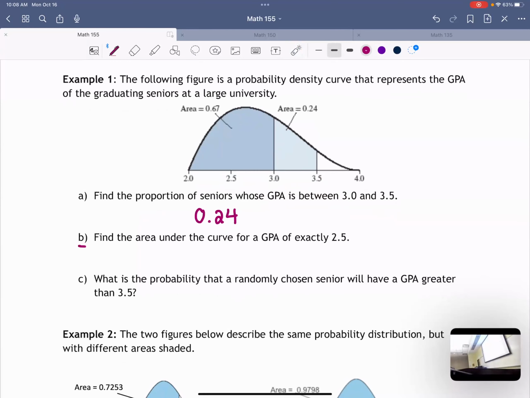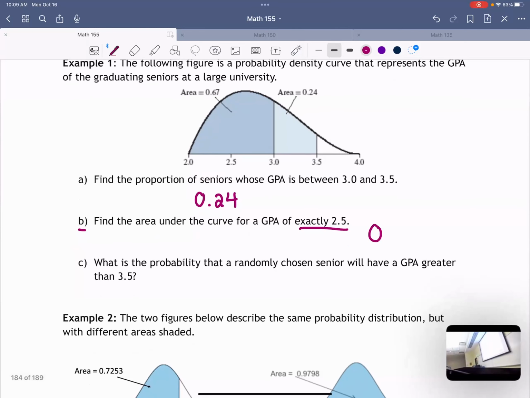Part B is trying to find the area for a GPA of exactly 2.5. So this is an exact probability. I want to find the probability that it's equal to 2.5. What's the probability of this one? 0, right? Any exact probability in this section is going to be 0 because the area underneath one point is 0. So whenever you're asked for an exact probability, it's just 0. Okay. All right, let's do the last one.